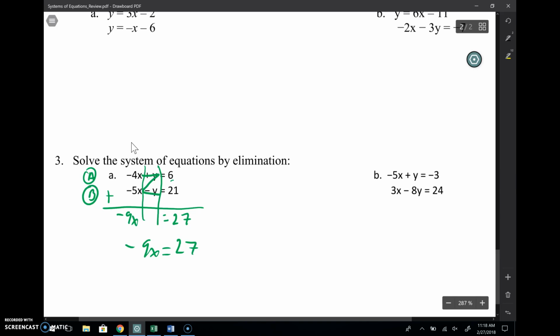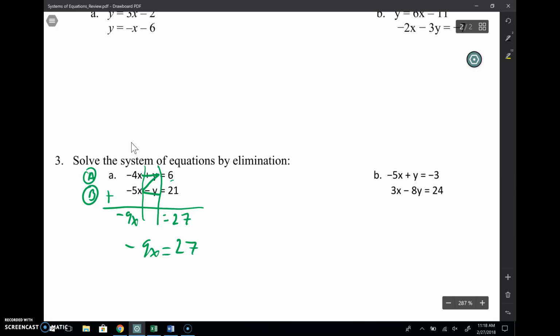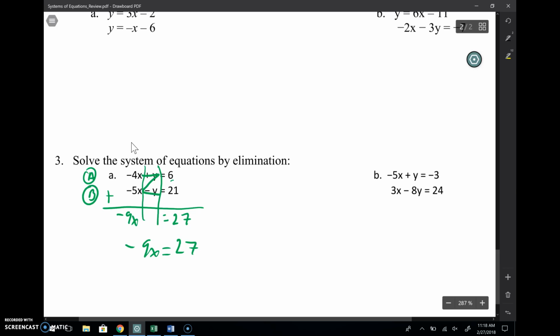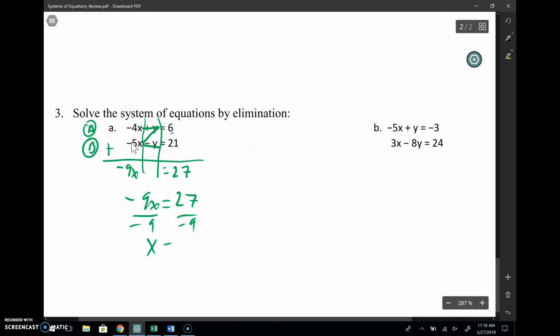This is very similar to the squares and the triangles and the circle activity that we did in class. Also the same thing with umbrellas and boots. So now we have negative 9x is equal to 27. We divide both sides by negative 9, and we find out that x is equal to negative 3. And now we just need to use one of the original equations to find y. And I'm going to go ahead and use equation A.